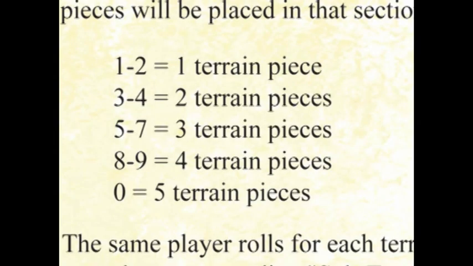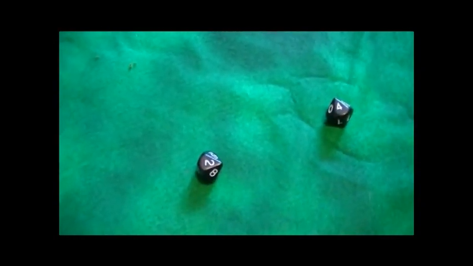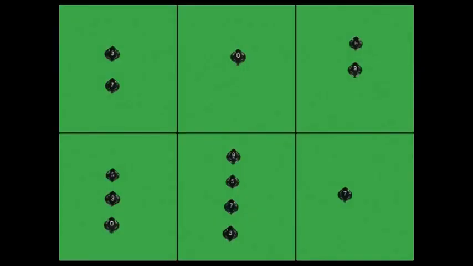In each section, roll to see how many terrain pieces will be in each section. 1 to 2 equals 1 piece, 3 to 4 is 2 pieces, 5 to 7 is 3 pieces, 8 to 9 equals 4 pieces, and 0 equals 5 terrain pieces. In each section, roll the number of dice equal to the number of terrain pieces in that section, and place those dice in the appropriate section, as seen in this example.